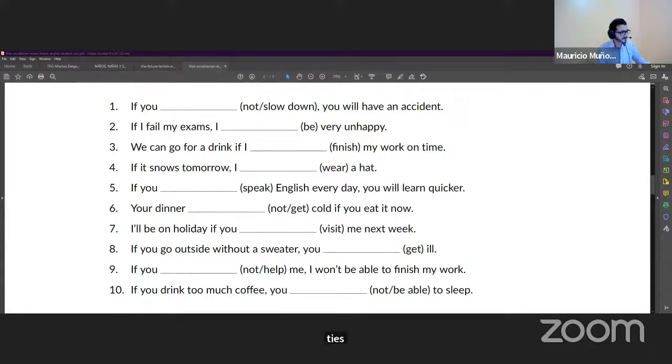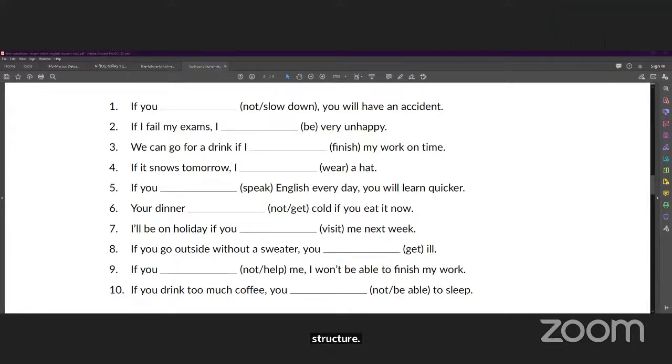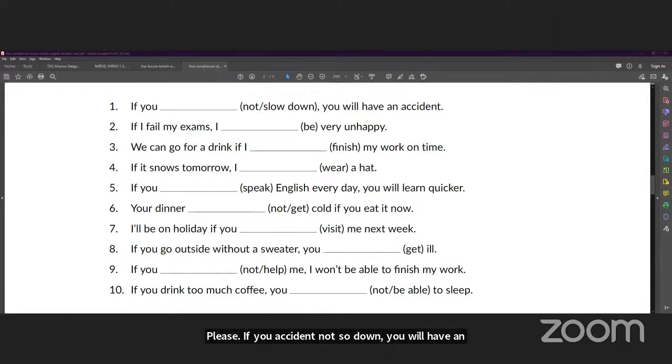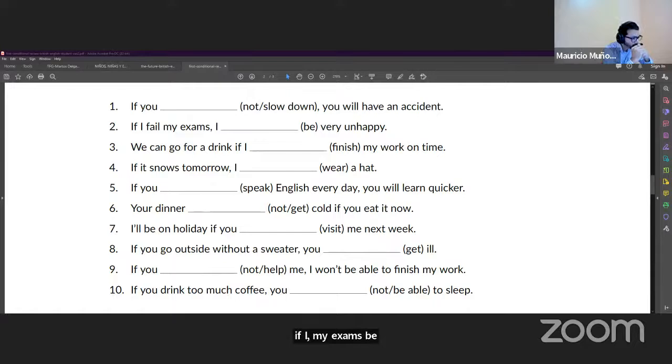Time's up. Brian Galarza, please help me with exercise number 1 and 2. Read the complete sentence of the first conditional structure, please. If you don't slow down, you will have an accident. If I fail my exams, I'll be very unhappy. Okay, thank you. So number 2 is correct.